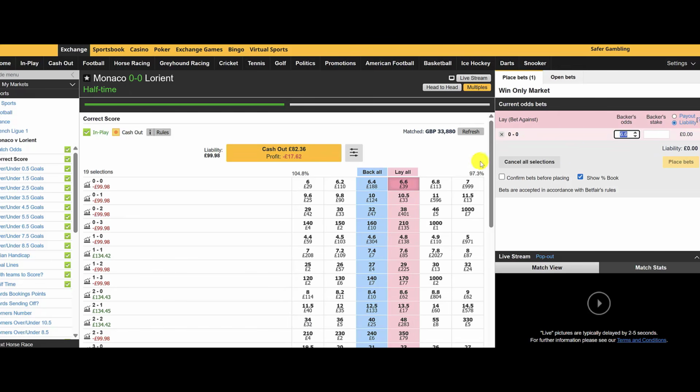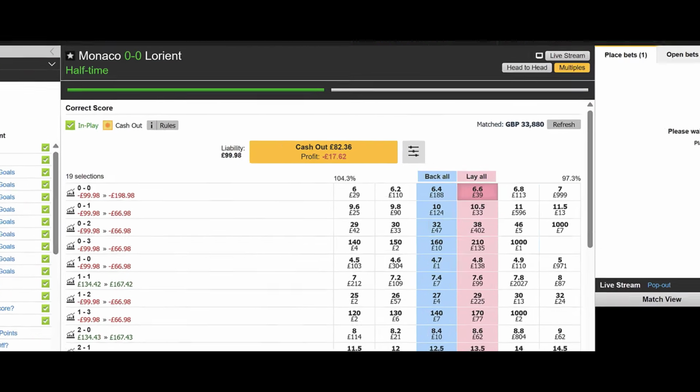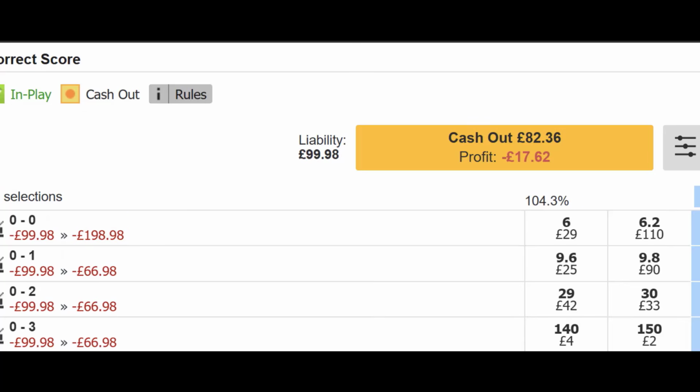Now, it's 6.6 to lay off this 0-0. We don't necessarily have to take that. You could just put an order into the market at lower odds, which we'll do here. So we'll put an order in at 4. That'll put us up to our maximum liability for this trade.